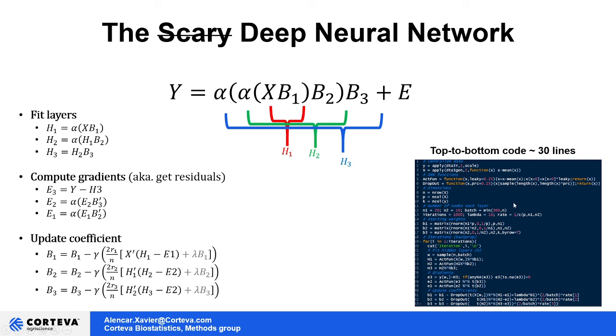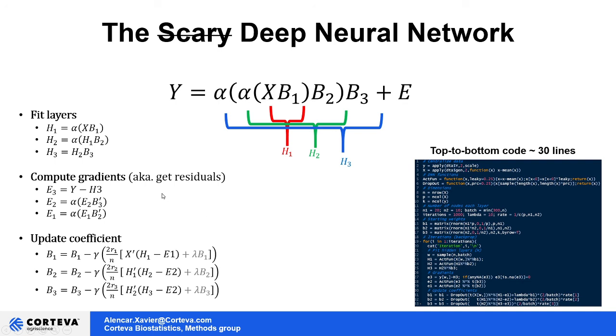The whole code to fit a neural network took me roughly 30 lines from top to bottom, including comments. Here I'm also implementing the dropout and all the workarounds. But everything can be broken down into 3 steps. First, feeding the layers. H here stands for the hidden layer, so to speak, where you have the XB and then the activation transformation. Then you do the same for the second and the same for the third. And here H3 is basically your fitted values.